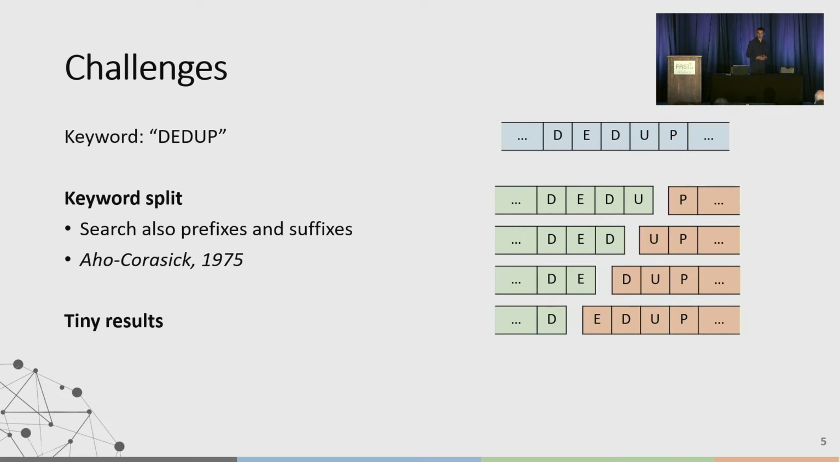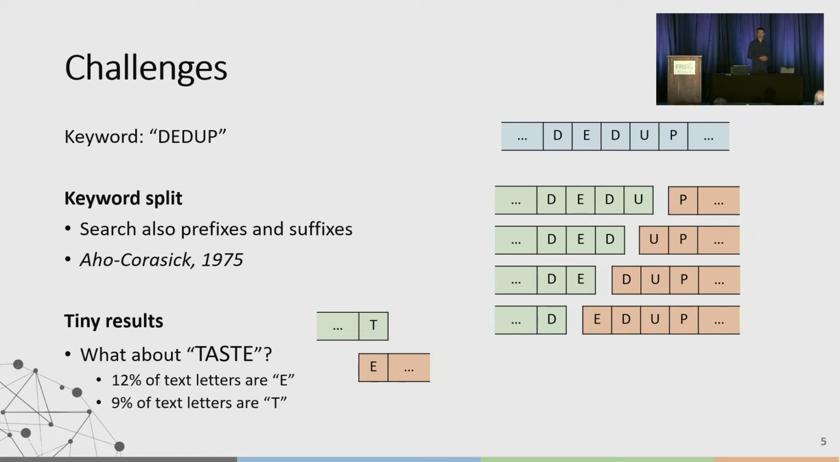From here, we have another problem arising: tiny results. Let's say that we were looking for the keyword taste. Then we have to remember to keep intermediate results of every time we see a T at the end of a chunk or an E at the beginning of a chunk. And in common English text, every fifth letter is an E or a T, meaning that we're going to have a lot of intermediate results, and it might not go in memory.